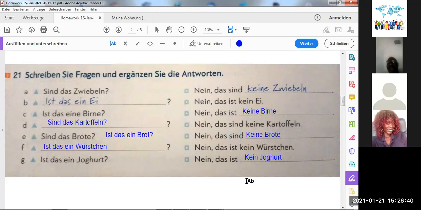Write us a F. Ist das ein Würstchen? Super. Nein, das ist kein Würstchen. Wunderbar. What does it mean? Is this sausage? But special sausage. Those small sausages.